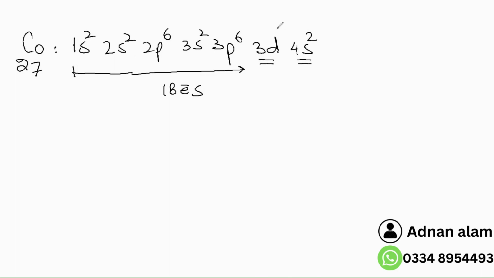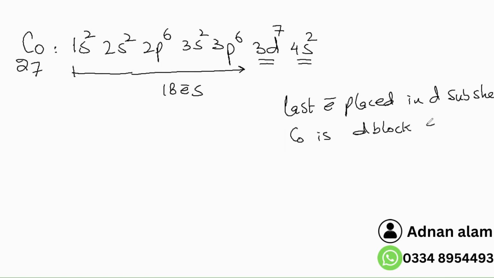And now 7 electrons are left. So we place 7 electrons here. Since the very last electron is placed in the D subshell, that is why we say that cobalt is a D block element. Cobalt is a D block element.